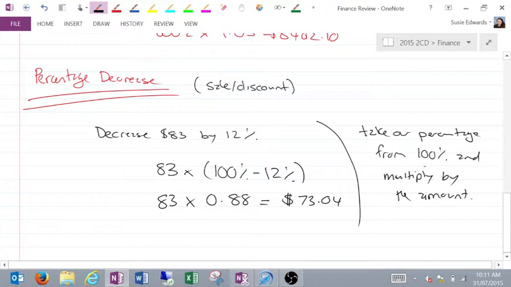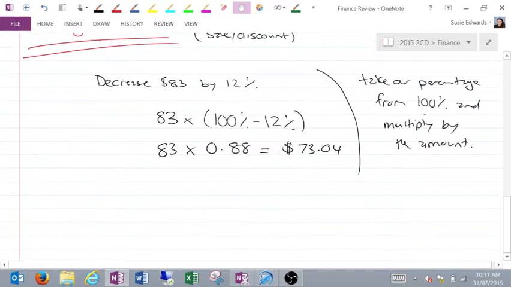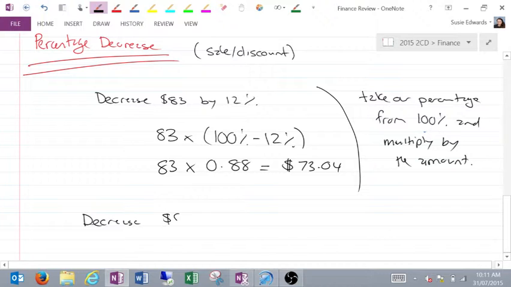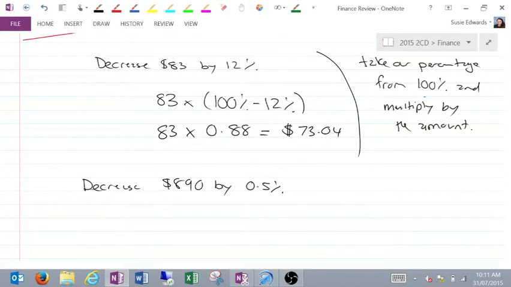Is any of this new to anyone? Good. Okay. We'll just do one more quick example of this. So decrease $890 by 0.5%.